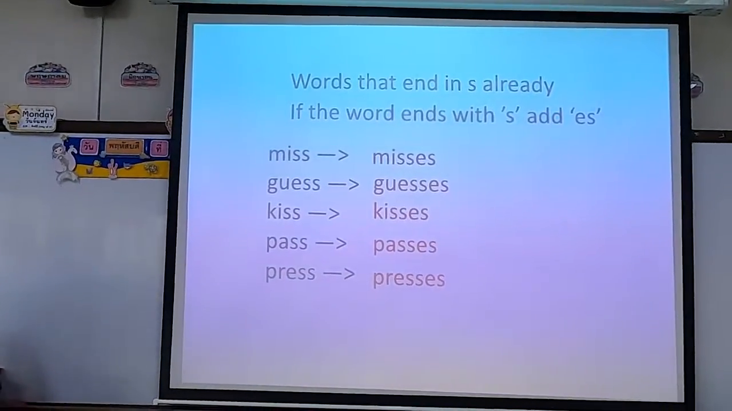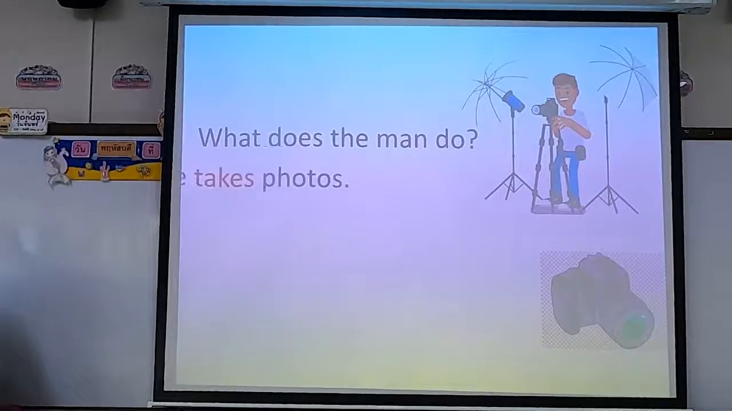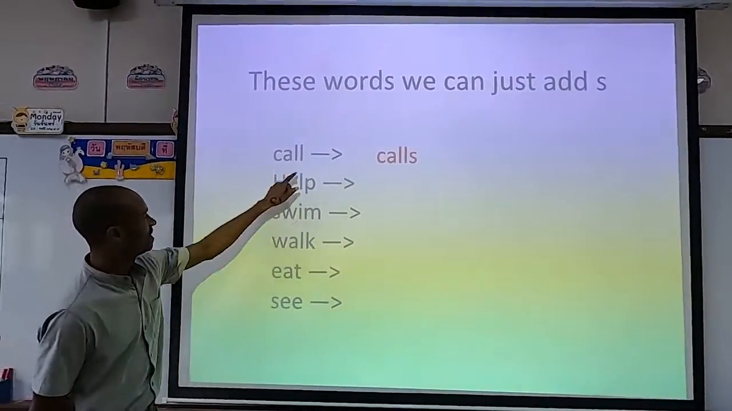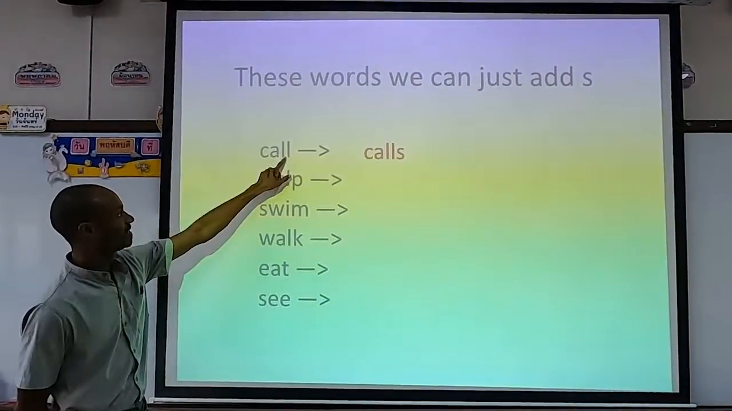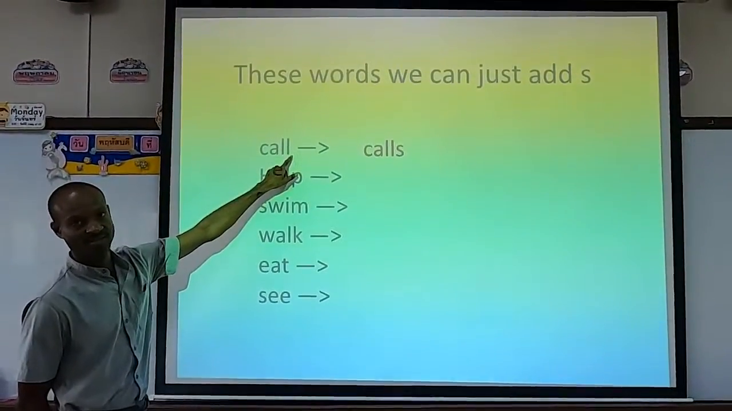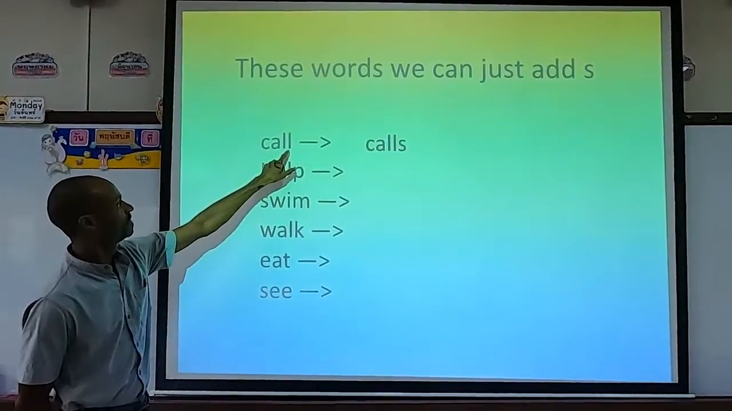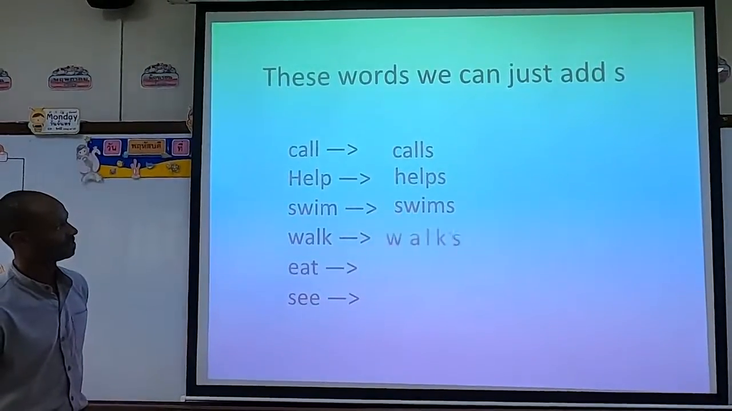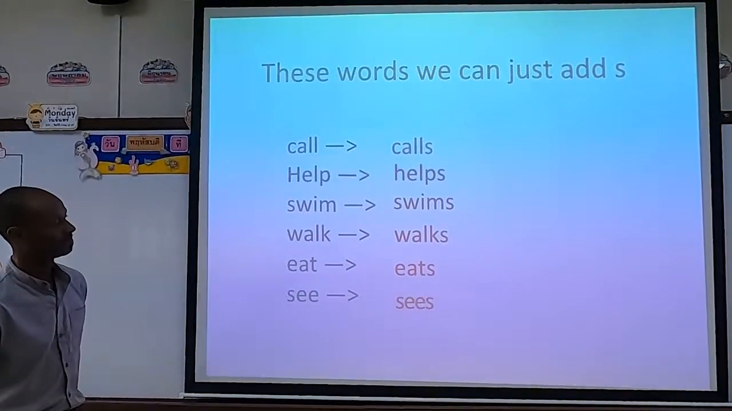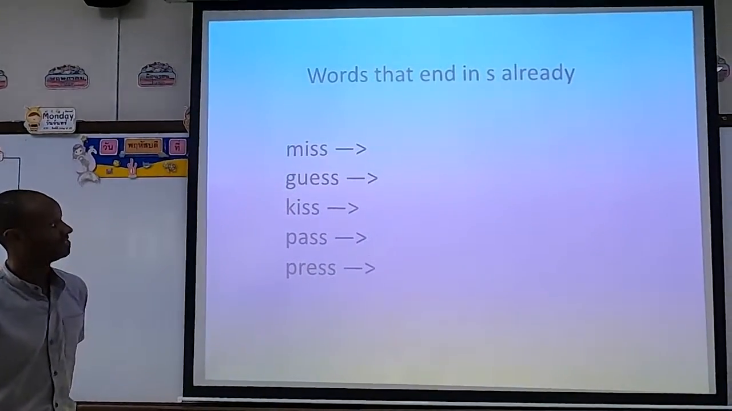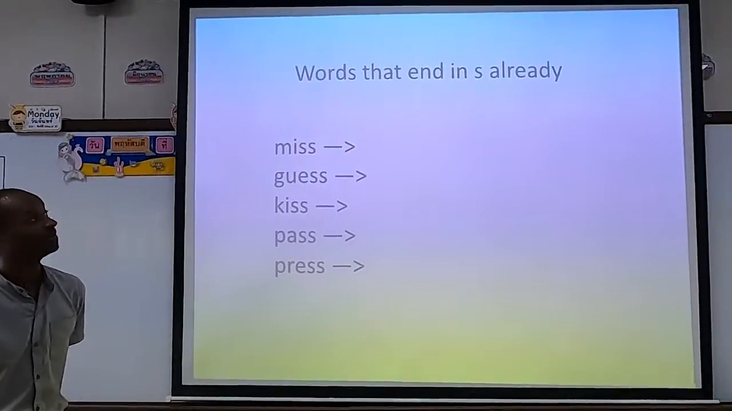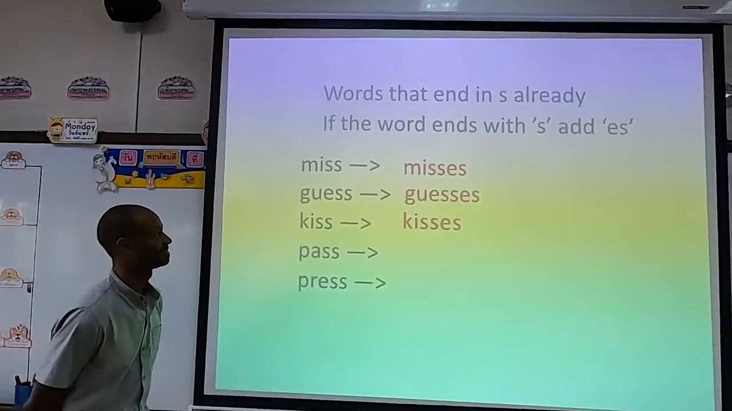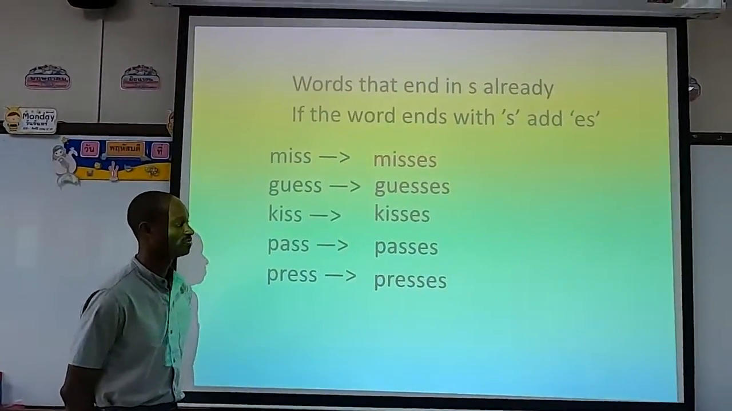Alright, so let's go once again. So simple words, we just add S. If it ends with a vowel or a consonant, and doesn't end with S, Y, SH, or CH, these words just add S. And if it ends in S already, add ES. Add ES. A lot of rules, right?